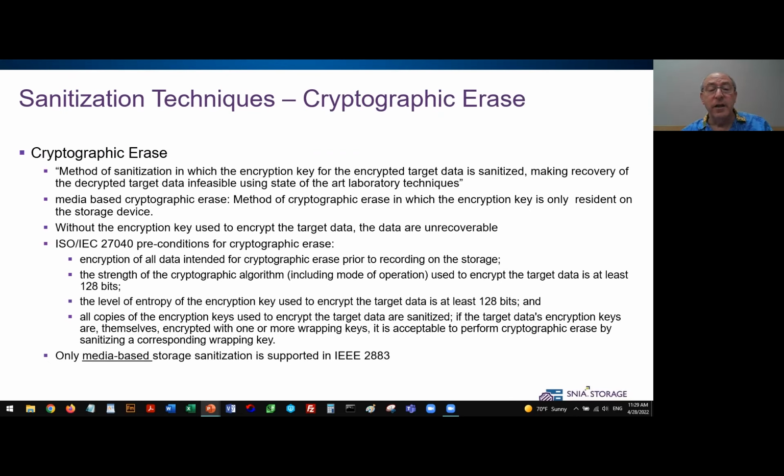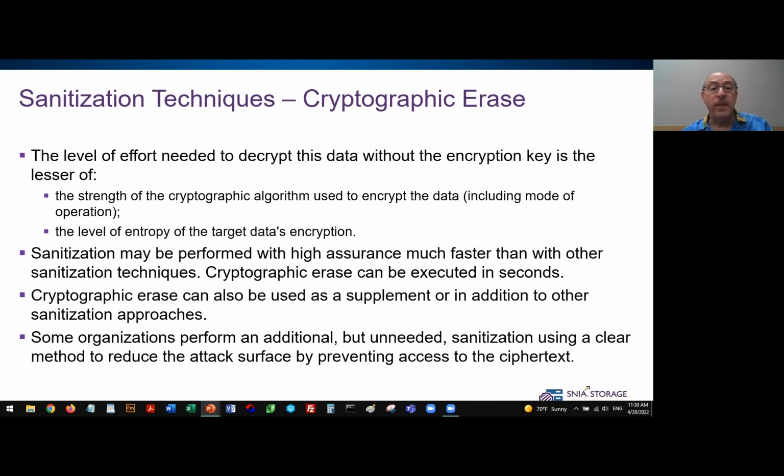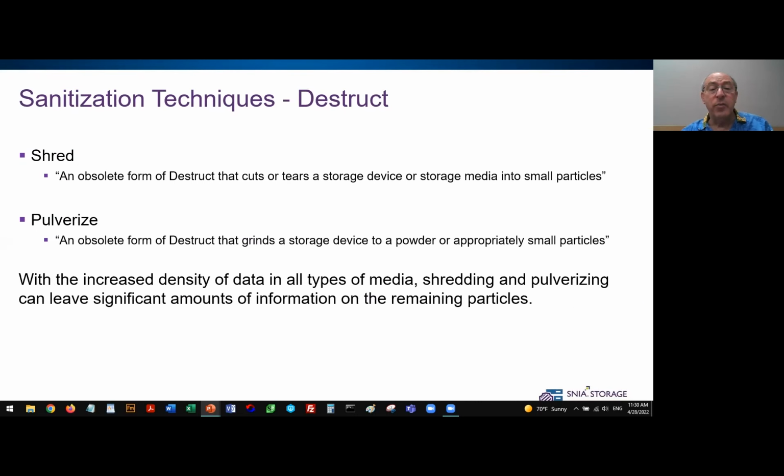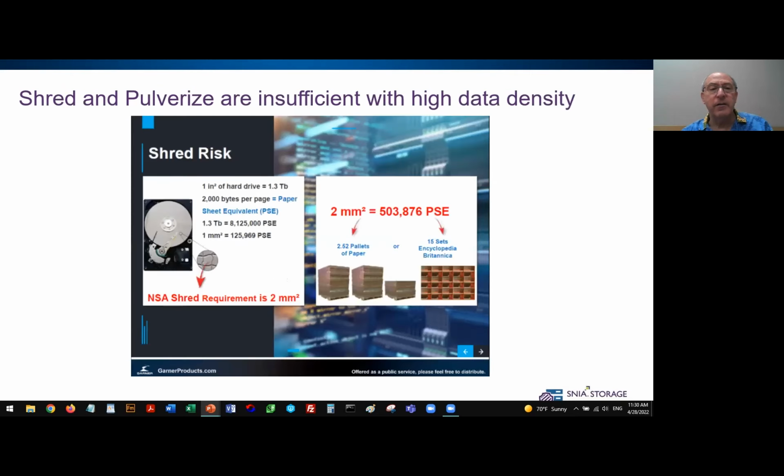Cryptographic erase, again, there are preconditions for using it. You have to know that the provider of the cryptographic erase mechanism did it the right way. We have guidance in there for how to tell that. Destruct, we've talked about melting and incinerating. Here are our definitions for those, but both of these generate e-waste. Shredding and pulverizing are not acceptable anymore given the increased density of data.